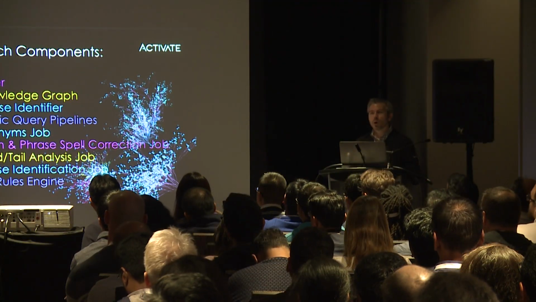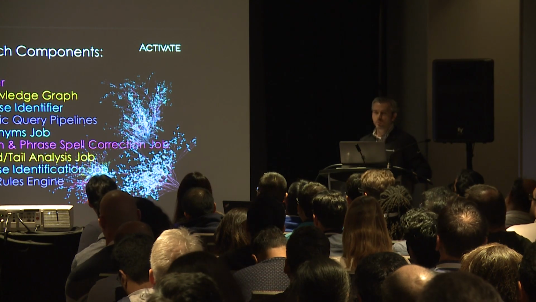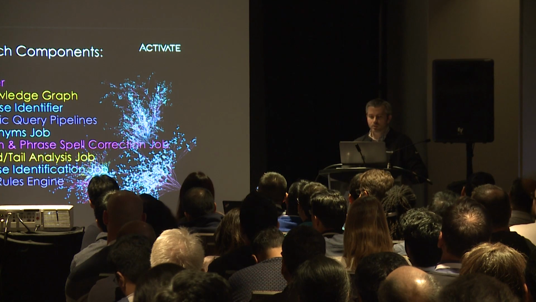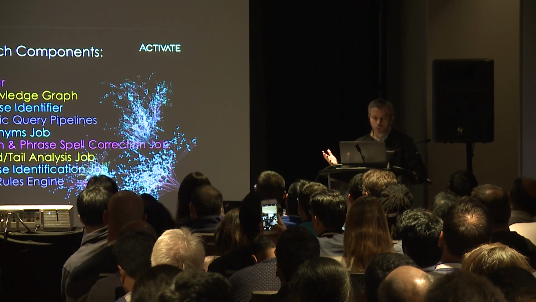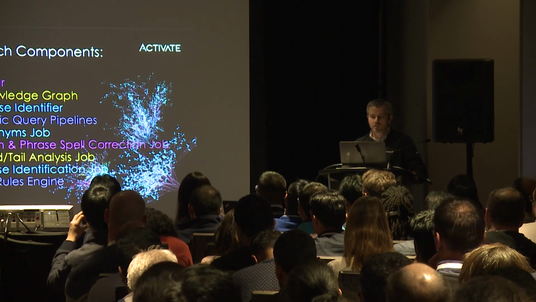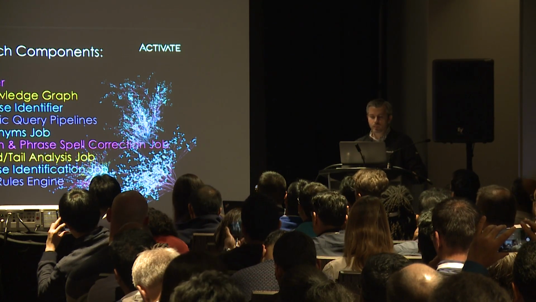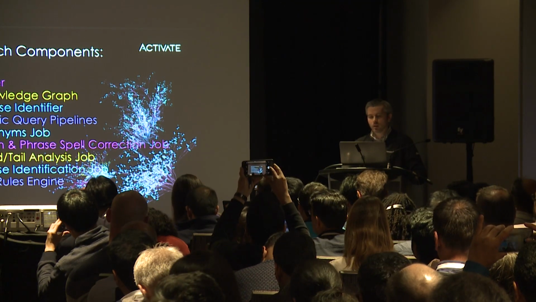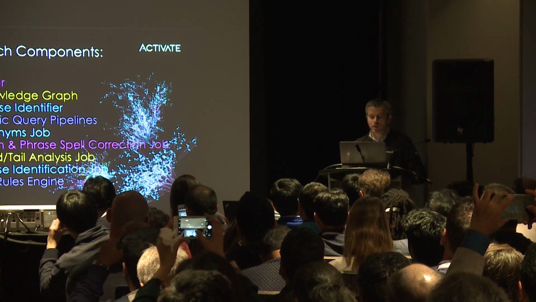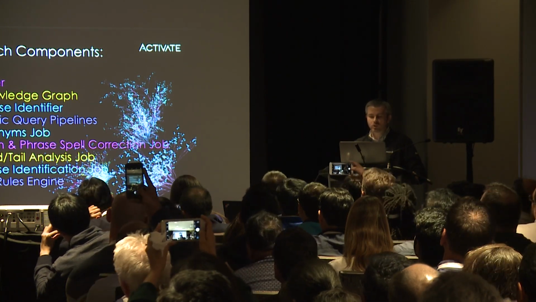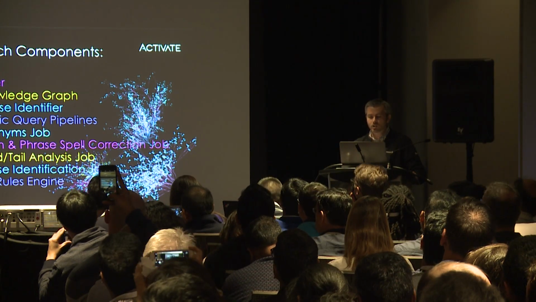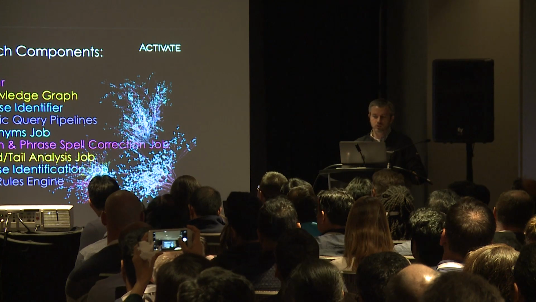And so the components that I want to go through today that we are using at Lucidworks and are building at Lucidworks to address semantic search are as follows. Apache Solr obviously is the core matching engine. The Solr Text Tagger, the Semantic Knowledge Graph, which I just talked about, a Statistical Phrase Identifier, Fusion Semantic Query Pipelines, Fusion AI Synonyms job, the Fusion AI Token and Phrase Spell Check Correction job, the Fusion AI Head-Tail Analysis job, the Fusion AI Phrase Identification job, and Fusion's Query Rules engine.